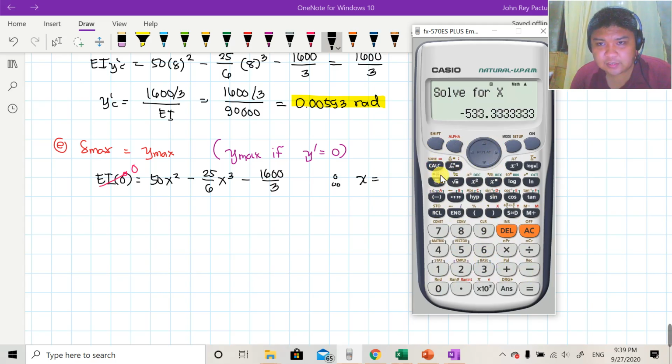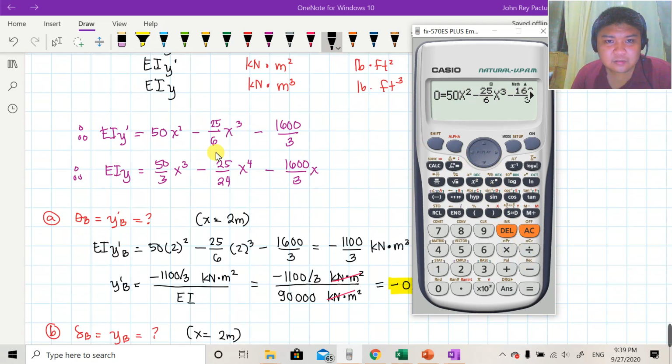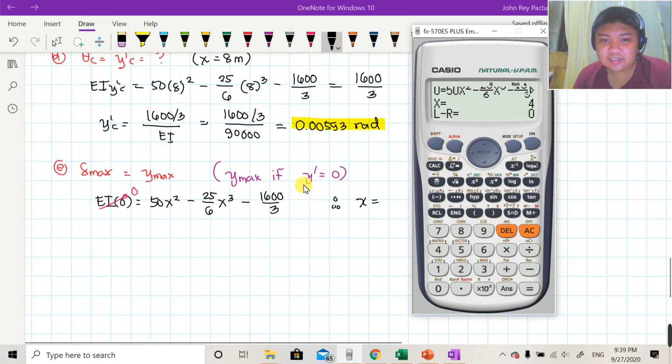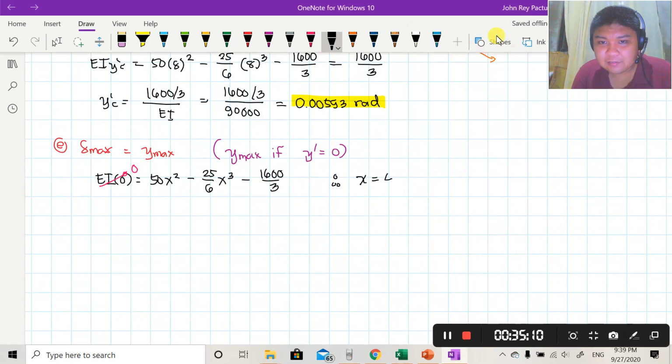So, ang sagot natin ay, wait, parang may mali akong na-type. Check ko lang. Tama naman. Shift solve ulit natin. Ayan, 4. Okay, so 4 talaga siya, class. Nagkamali lang siguro ako ng na-type kanina. So therefore, ilagay natin na x equals 4 meter.